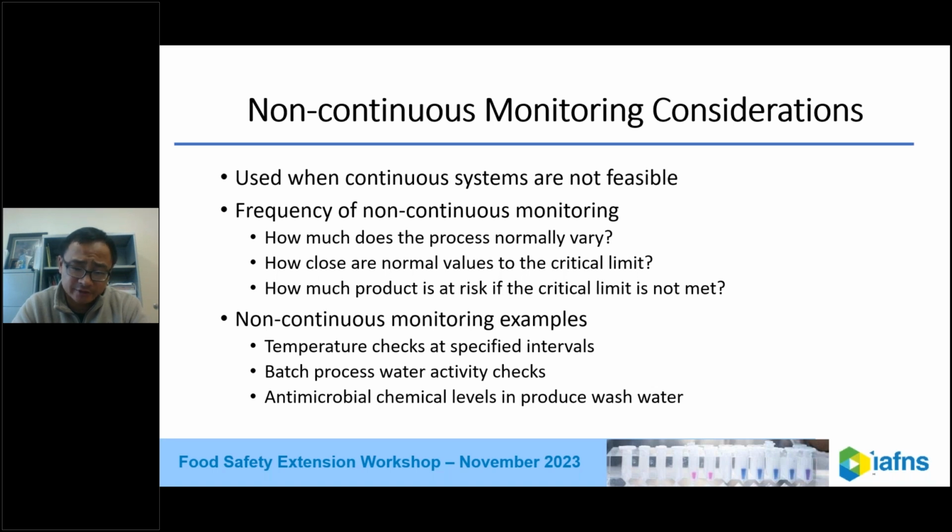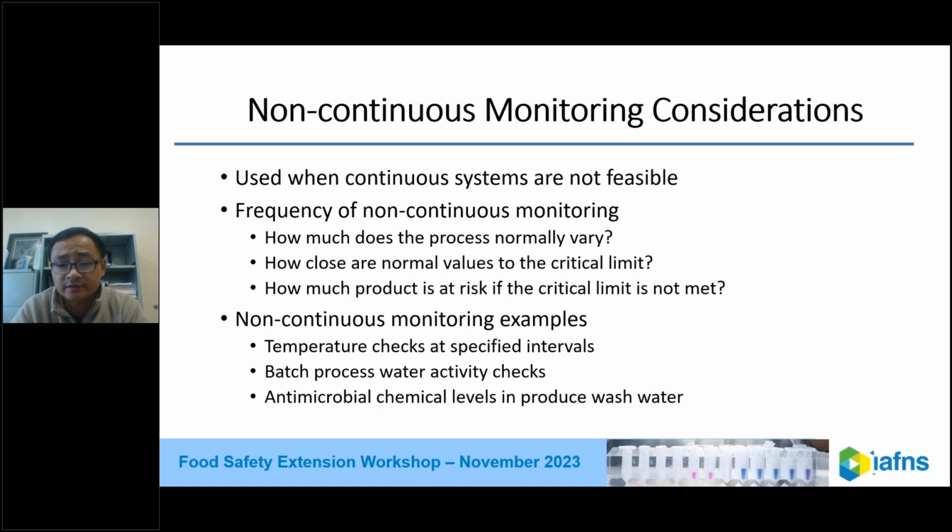If it's a batch process, like making omelets or those products, it's difficult to do continuous temperature monitoring because the product flows. So we have to do the temperature checks at specific intervals, at the beginning and the middle of the shifts. Batch process water activity checks: everybody working in the labs knows water activity. They currently do not have an inline continuous monitoring condition.